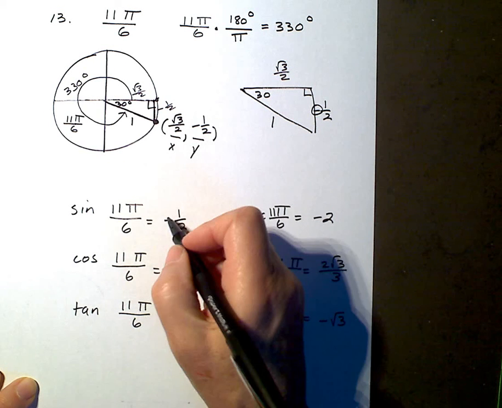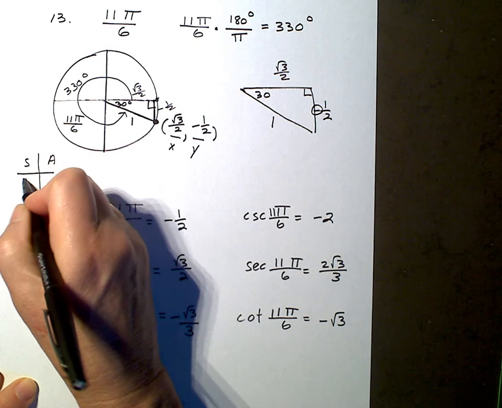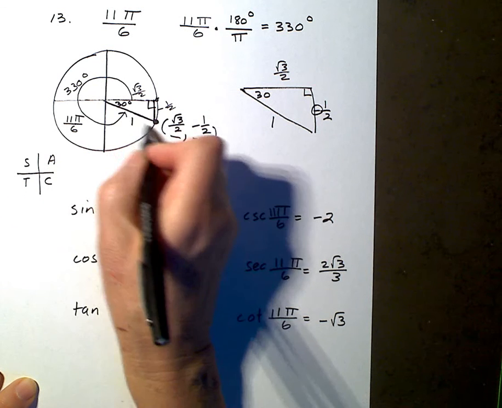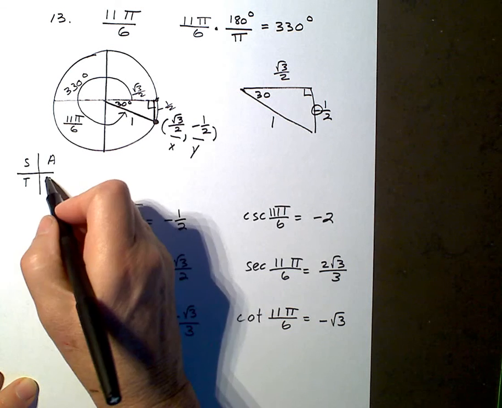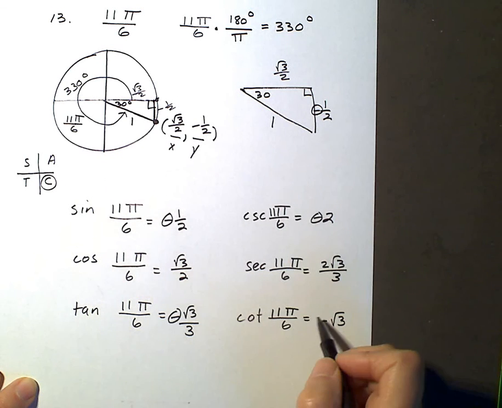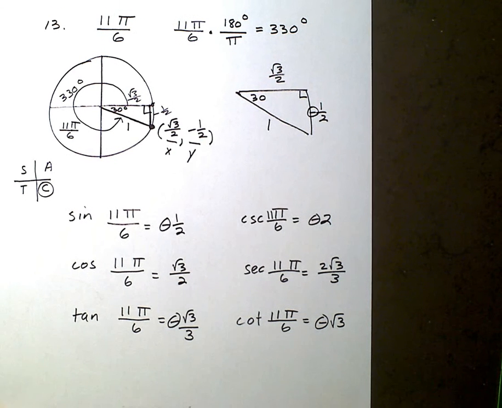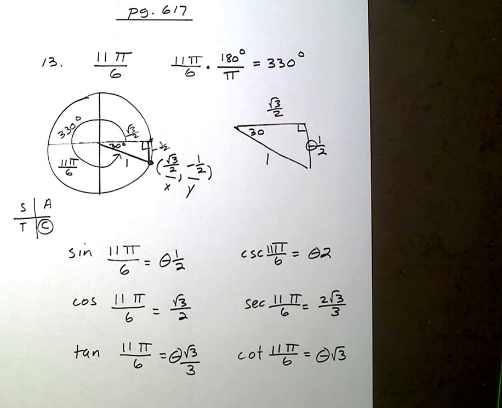Remembering that we've got All Students Take Calculus, in quadrant 4, where this angle terminates, only cosine should be positive. So if I go back and circle all my negative values, I see that yes, cosine and its reciprocal are the only positive values. So that's it.